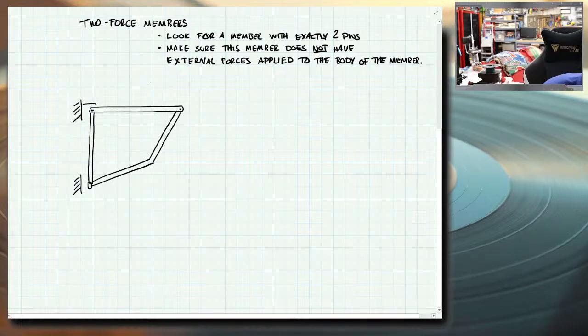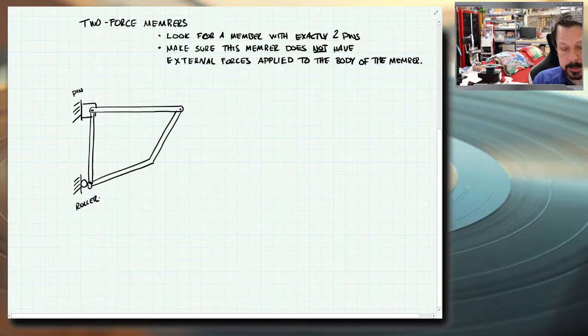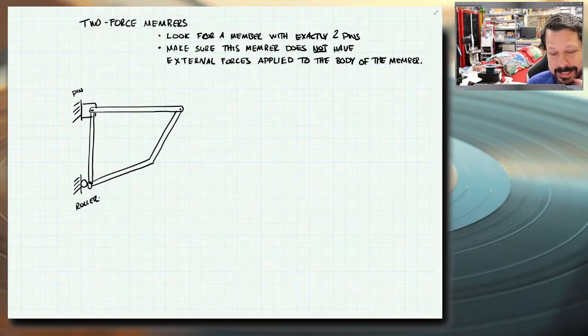I'm going to put a pin here. So this will be a pin. And I'll put a roller here. And so this could still be a truss, right? It's got a pin and a roller as supports, which trusses have. It's got members that only have 2 joints at each member. One of them's crooked, but it still only has the 2 joints. This could still be a truss.